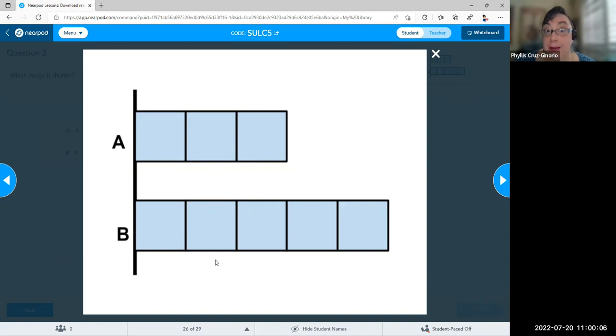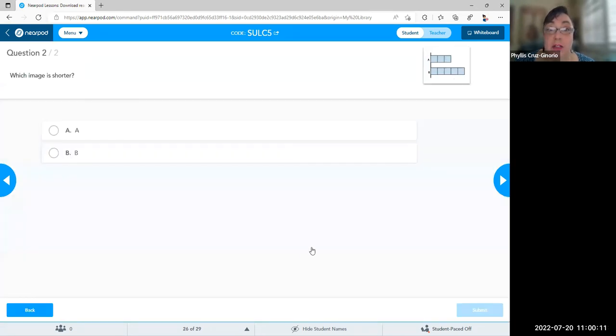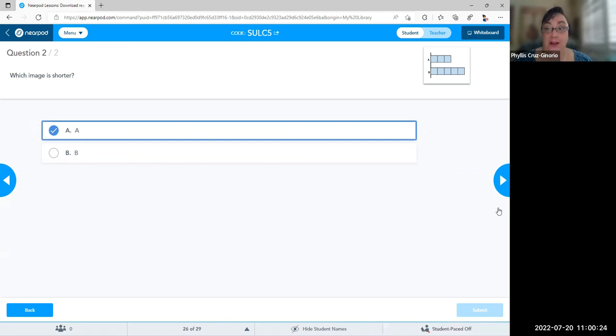Notice they've ordered them and they've lined them up on the starting line. Can you tell which one is shorter, A or B? Mark A if you think it's A, mark B if you think it's B. Which one's Shorty McShorts? Shorter. If you said A, you got it right. All right.